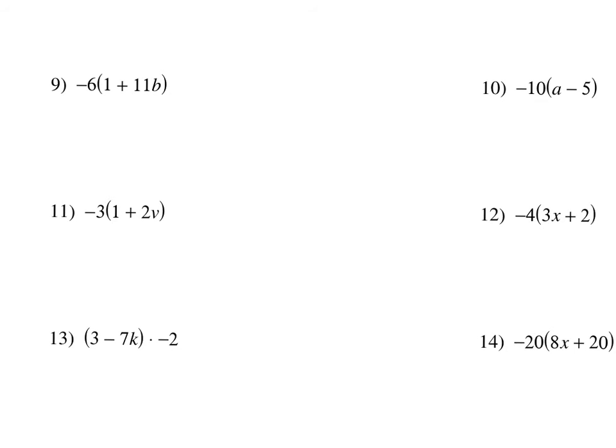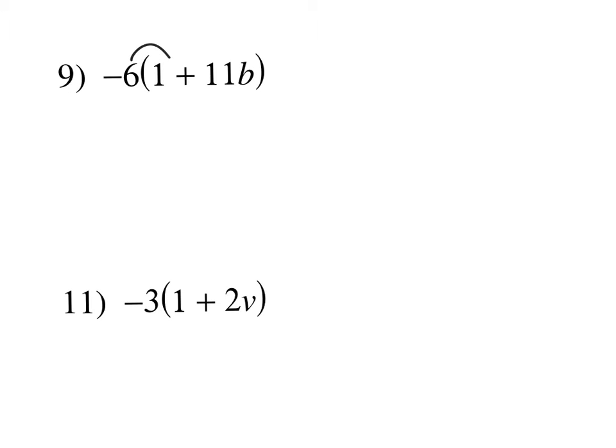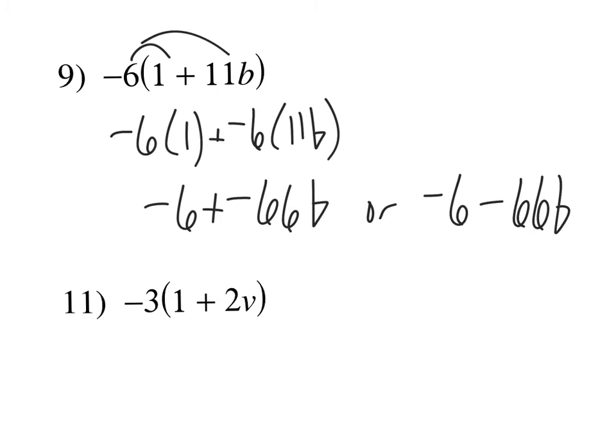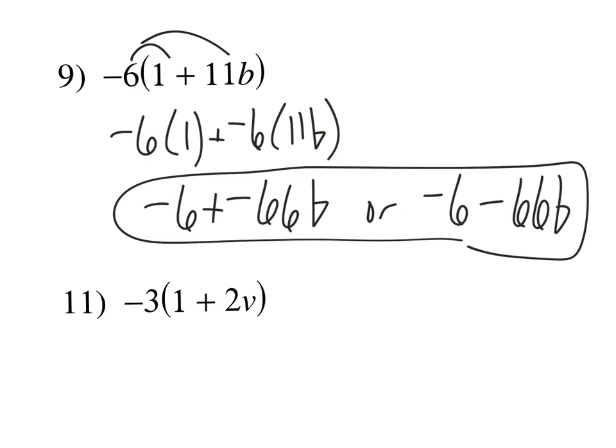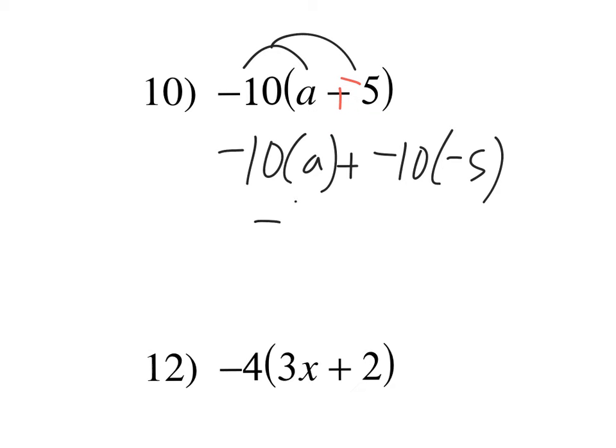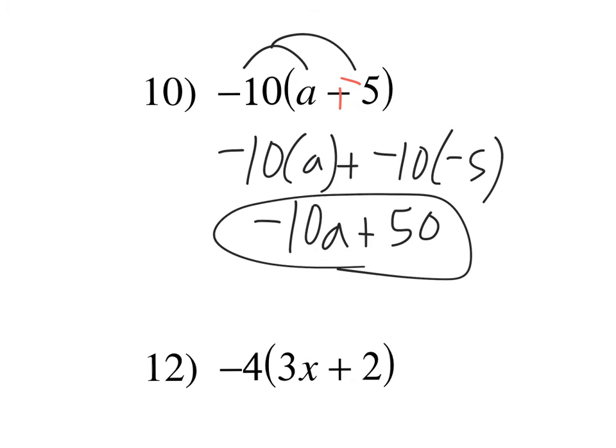Number 9, going to distribute the negative 6 here. Be negative 6 plus negative 66b, or you could have negative 6 minus 66b. Number 10, you can add the opposite here if you want. This would be negative 10a plus, this is a negative times negative, would be a positive 50.